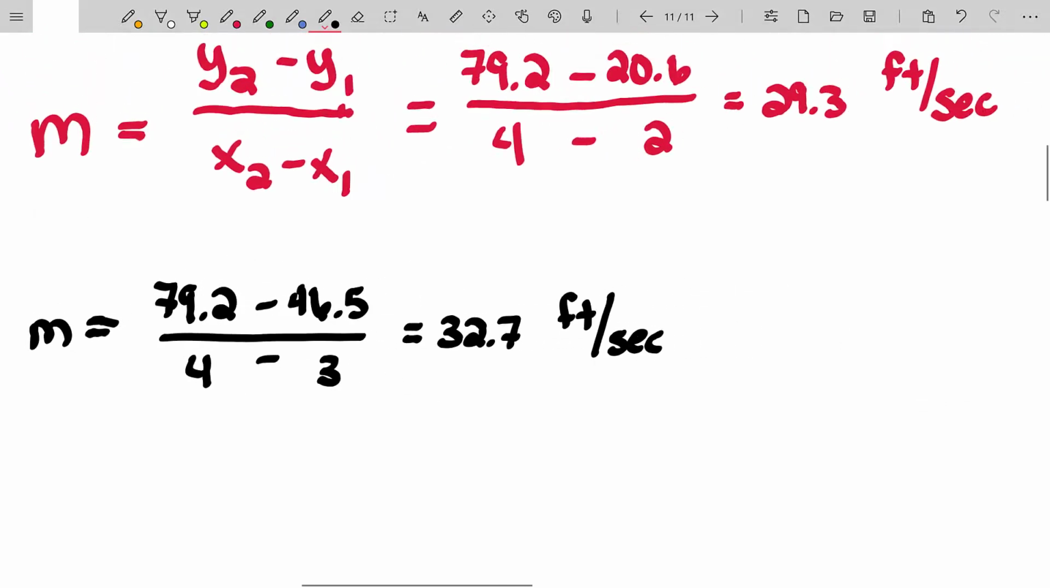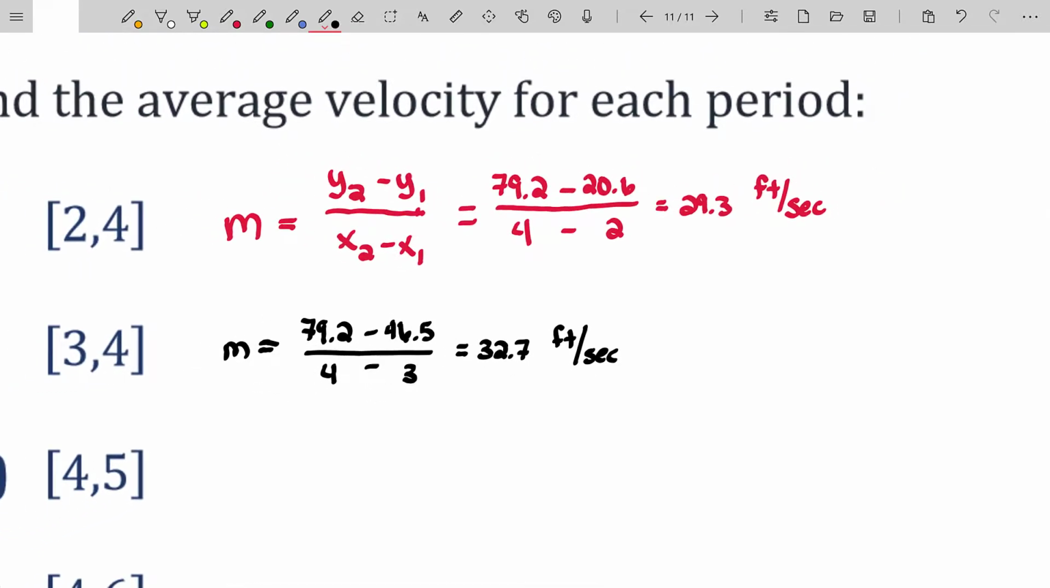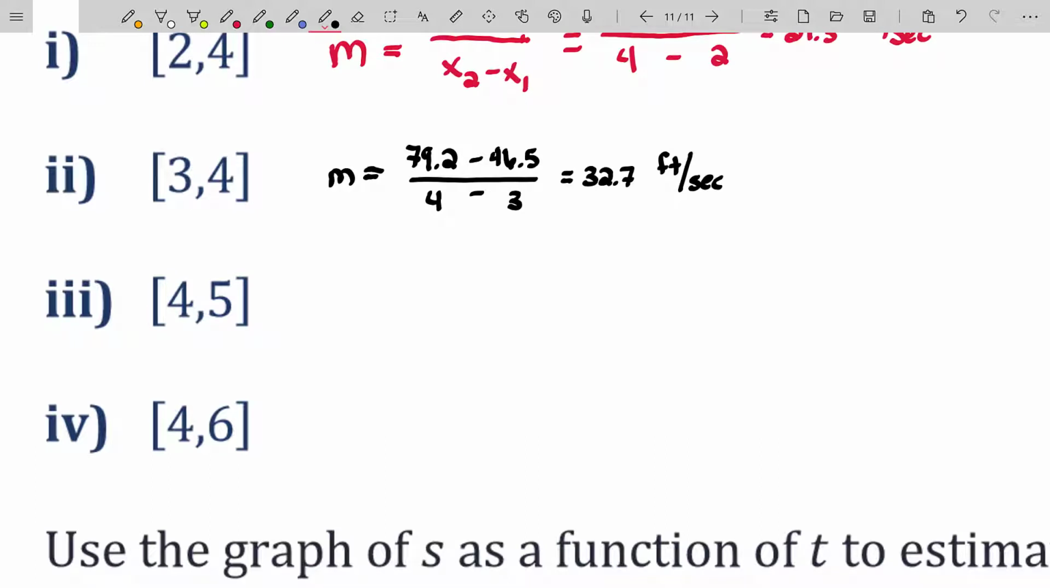Now I want to draw your attention to something here. The average velocity or average speed in these time periods does change drastically. Between 2 and 4 seconds, the average speed was 29.3, but then when you tighten up the time period to go only from 3 to 4 seconds, it's a slightly faster speed. Let's go ahead and find out the average speeds between 4 and 5 and 4 and 6.